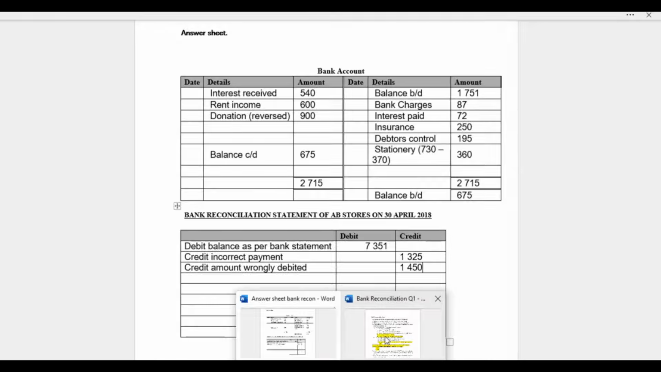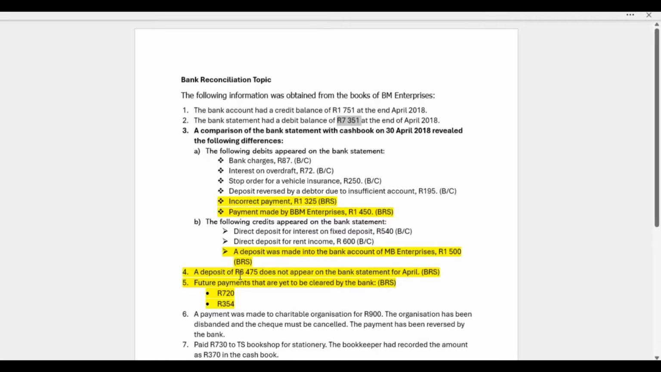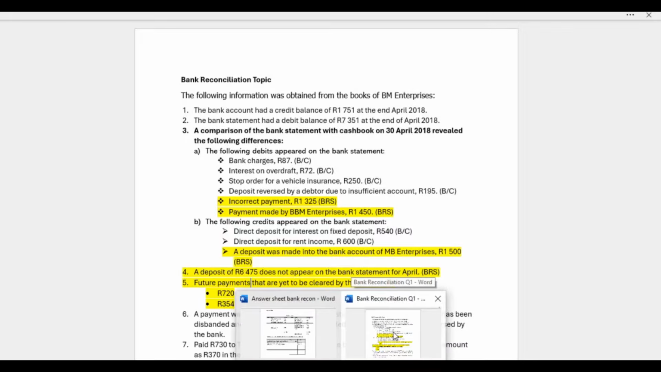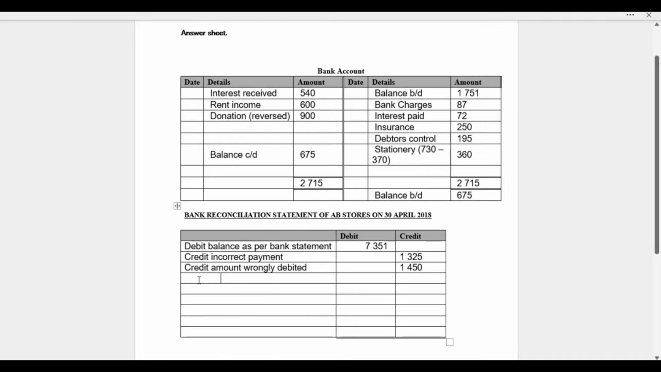Okay, and then we also have to record the outstanding deposit. The outstanding deposit number 4 there, right? A deposit of 6,475 does not appear on the bank statement, so we must make sure that it appears. It means it's an outstanding deposit. Therefore, you have to go to your bank reconciliation statement. The reason why I'm jumping the other one is because we have to start with the credit, and then we'll go to the debit. But always remember, we start with the total of the balance. Are you with me? Okay.